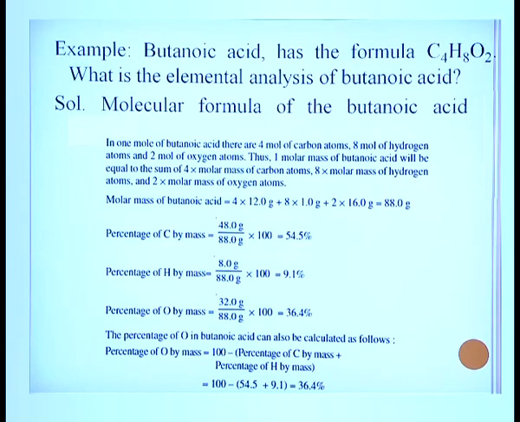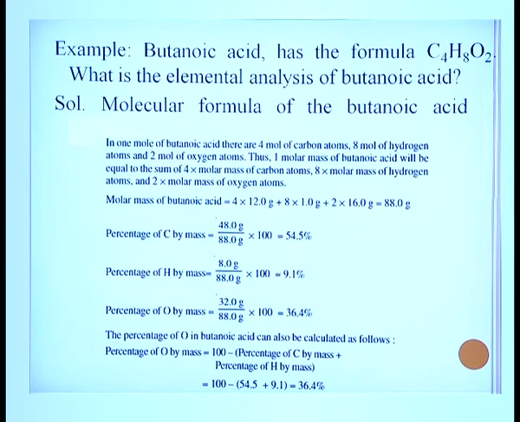So, we can calculate the percentage of carbon. You can easily say that in 88, the carbon present is 48, and how much in 100. Similarly, in 88, 8 hydrogen is present, you can calculate how much in 100. So, this comes out to be percentage of carbon is 54.5, percentage of hydrogen is 9.1, and percentage of oxygen is 36.4.